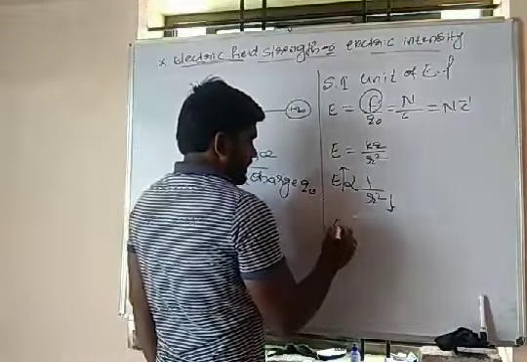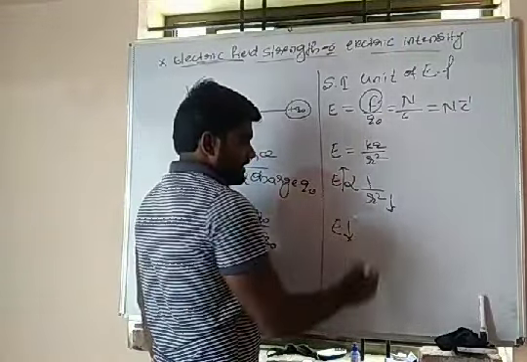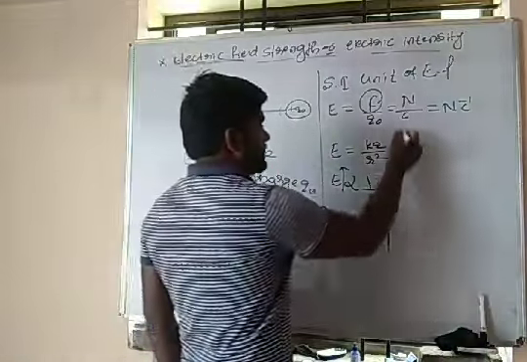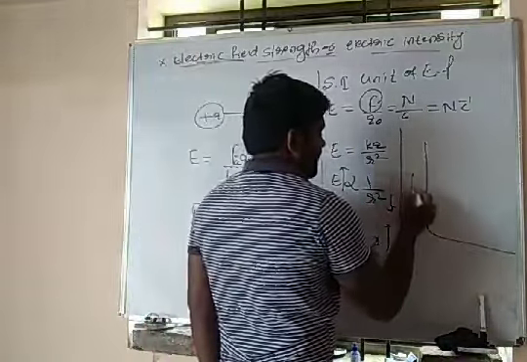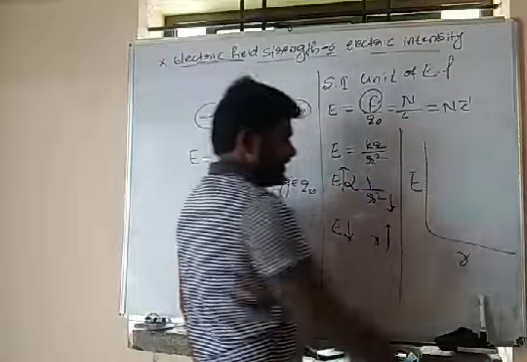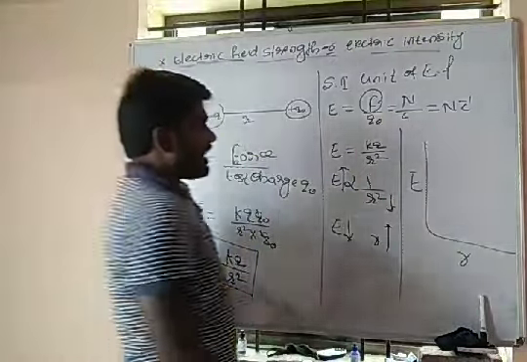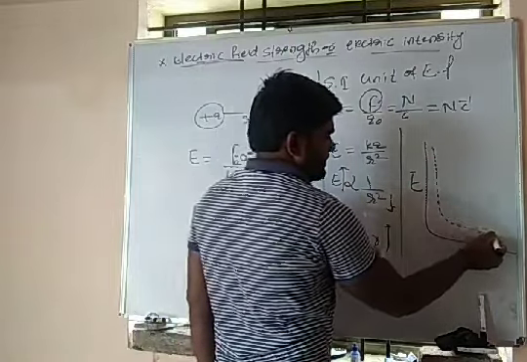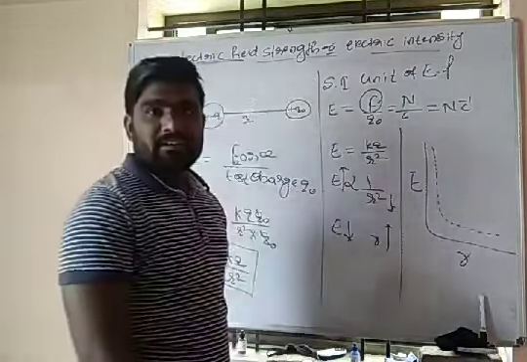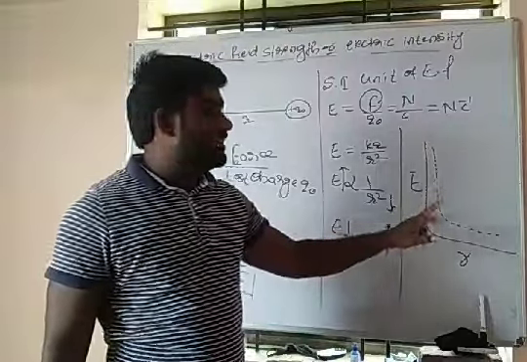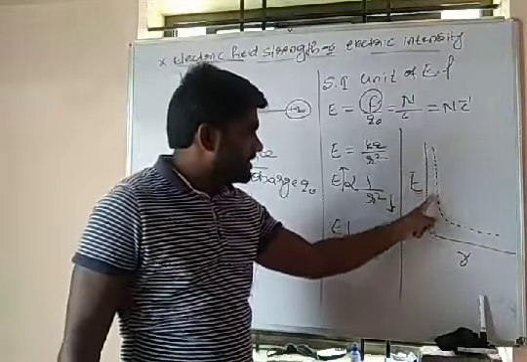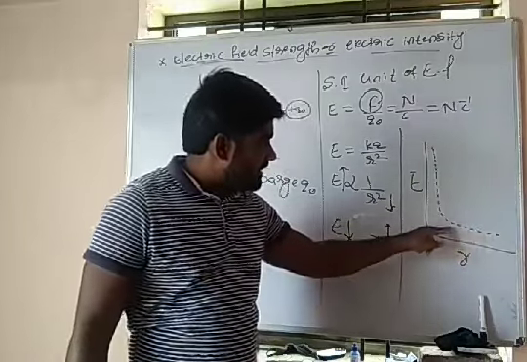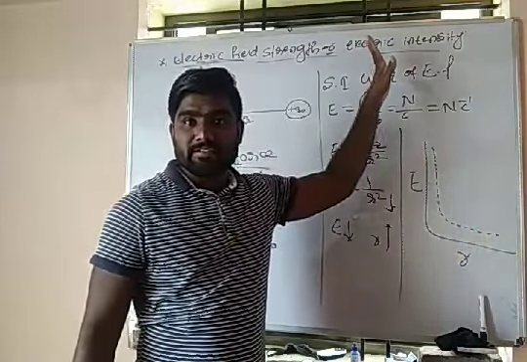So as the electric field decreases, R must increase. The diagram for this is, let us see, electric field against R. As the electric field decreases, the distance must increase. So this is your graph. Electric field decreases, R increases. R decreases, electric field increases.